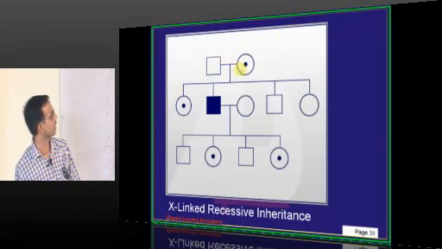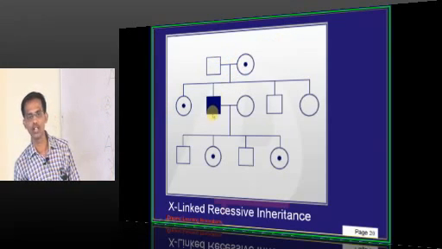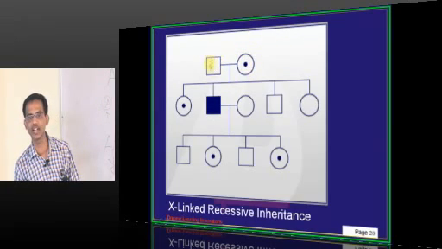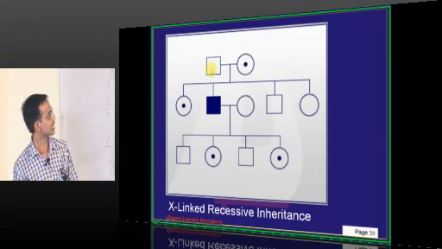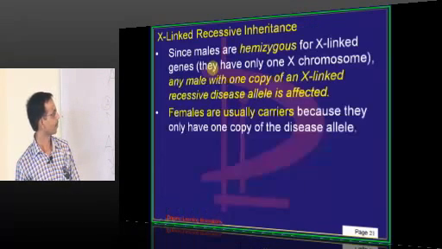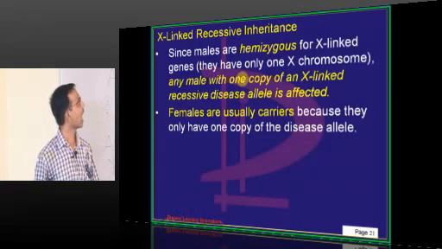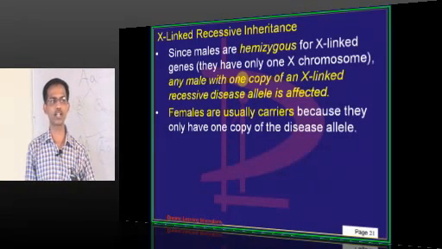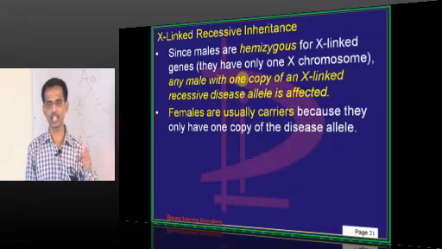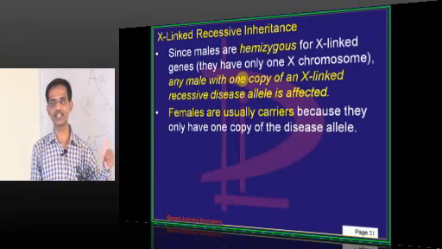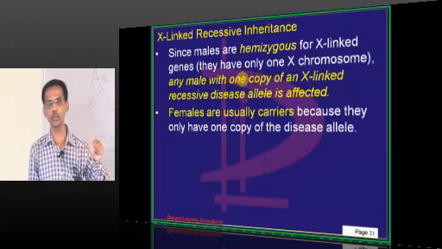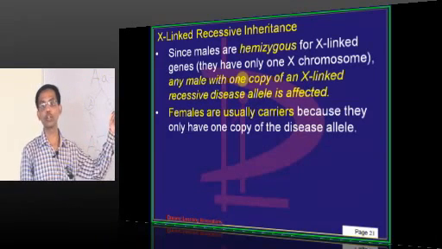Look at this. This lady is a carrier who has given the disease to her son. She would have got it from her parents. This male would not be transmitting the disease. What are the features? They are hemizygous for that disorder, that is, only one allele is involved. And as it is a recessive disorder, only when both alleles are involved are they going to manifest the disease. Single involvement is not going to manifest. All those females are going to act as carriers.